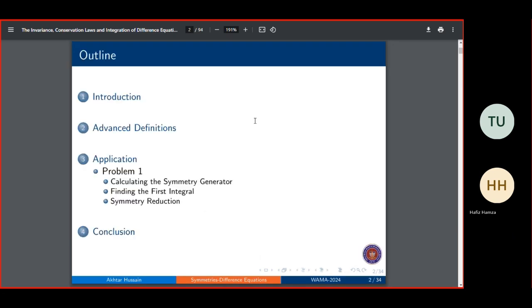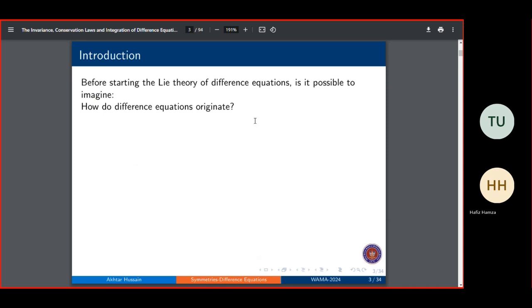So here is the outline. First of all, we will discuss the introduction, and then some summarized results and basic facts are presented in the introduction. There are some advanced definitions that lead to the theory for the difference equation, and then we will apply this theory to a problem, and at the end there are conclusions.